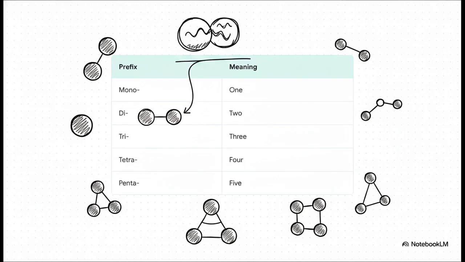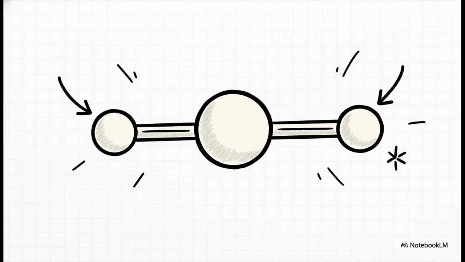Think of these prefixes as your cheat sheet. Mono means 1, di means 2, tri is 3, tetra is 4, and penta is 5. These prefixes act like little secret tags, telling us exactly how many atoms of each element are in the molecule. See how perfectly that translates our code from earlier?